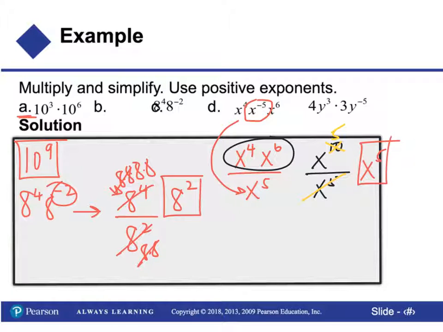the 5th power. 5 of the x's will cancel out, so those 5 will go away, and this, since it was heavier, will have 5 left over.